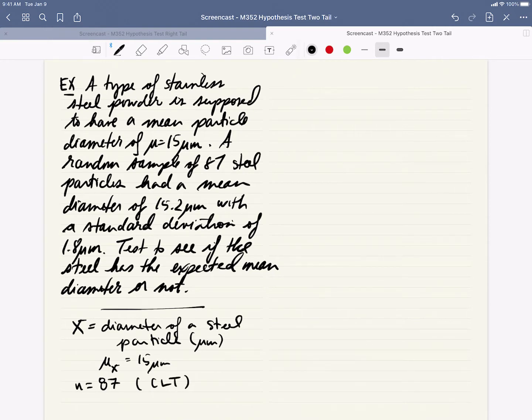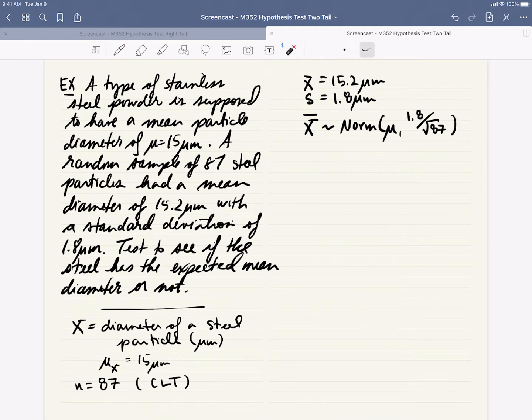So in our sample, we get a sample mean of 15.2 micrometers. And we get a sample standard deviation of 1.8 micrometers. Now, because our sample size is large, we can invoke the central limit theorem, which tells us that the sample mean distribution for the diameters is distributed normally with some mean, and its standard deviation is going to be 1.8 over the square root of our sample size.